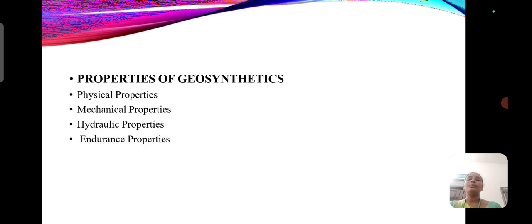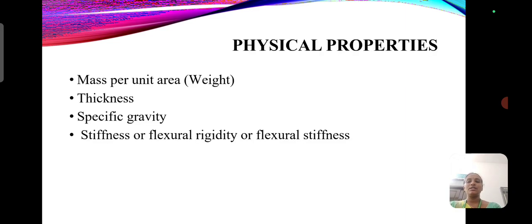When we go with the properties of geosynthetics, there are four important properties. First are physical properties, then mechanical properties, hydraulic properties, and endurance properties. Physical properties we know: what type of fiber we have to take, what diameter we have to take, and what properties are needed for the fiber to cope with the geosynthetics. Everything should come under the physical properties. I will see them one by one.